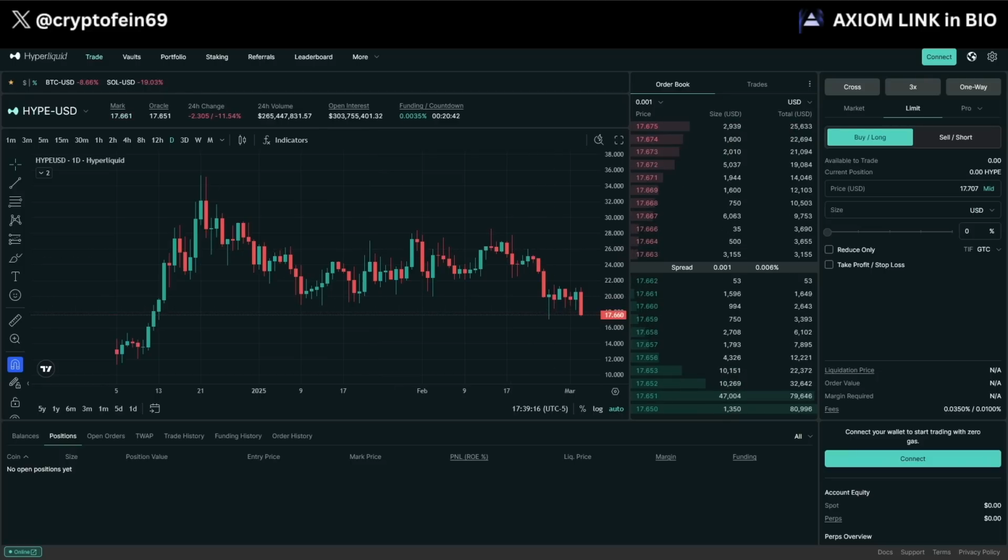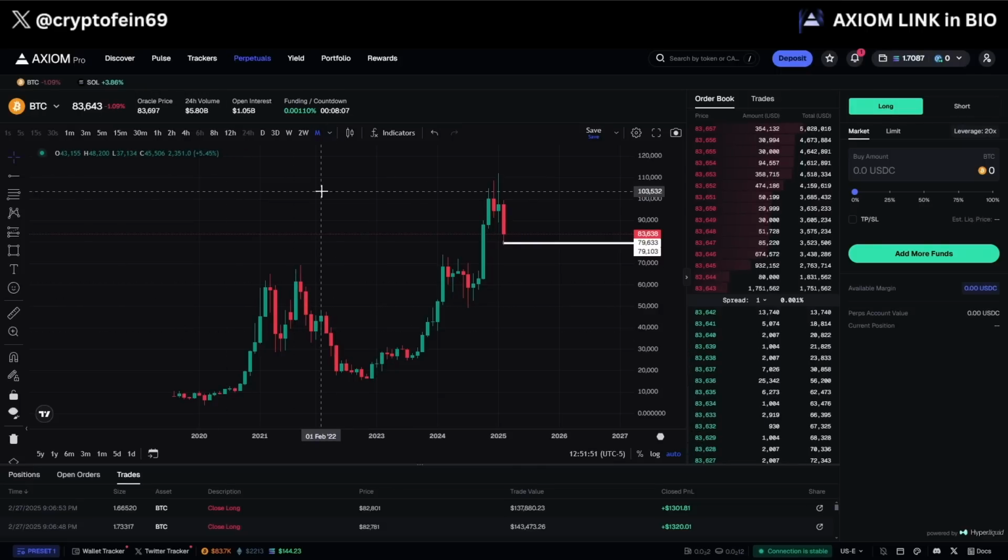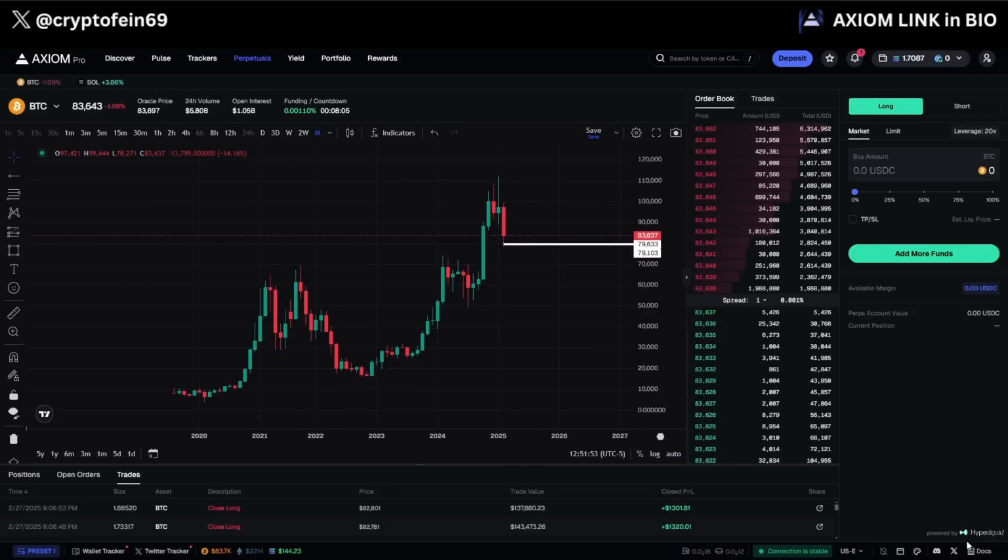And if you're in the US, all you need is a VPN. You could also trade perps on Axiom, but right here in the bottom right-hand corner where I'm showing you with my mouse, powered by Hyperliquid.